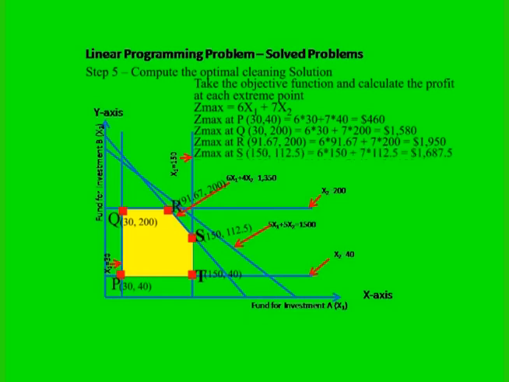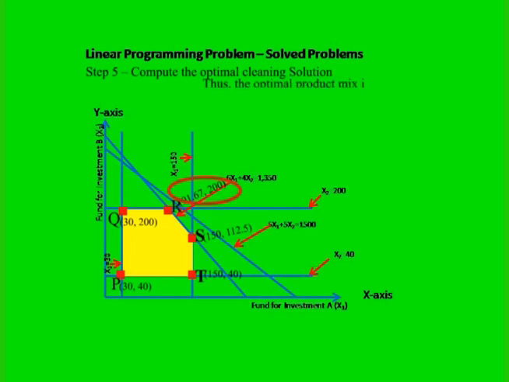Zmax at S is equal to 6 times 150 plus 7 times 112.5, which is equal to $1,687.5. Zmax at T, 6 times 150 plus 7 times 40, is equal to $1,180. Maximum profit of $1,950 is achieved when the chem lab produces 91.67 units of cleaning solution A and 200 units of cleaning solution B. Thus, the optimal product mix is 91.67 units of cleaning solution A and 200 units of cleaning solution B.